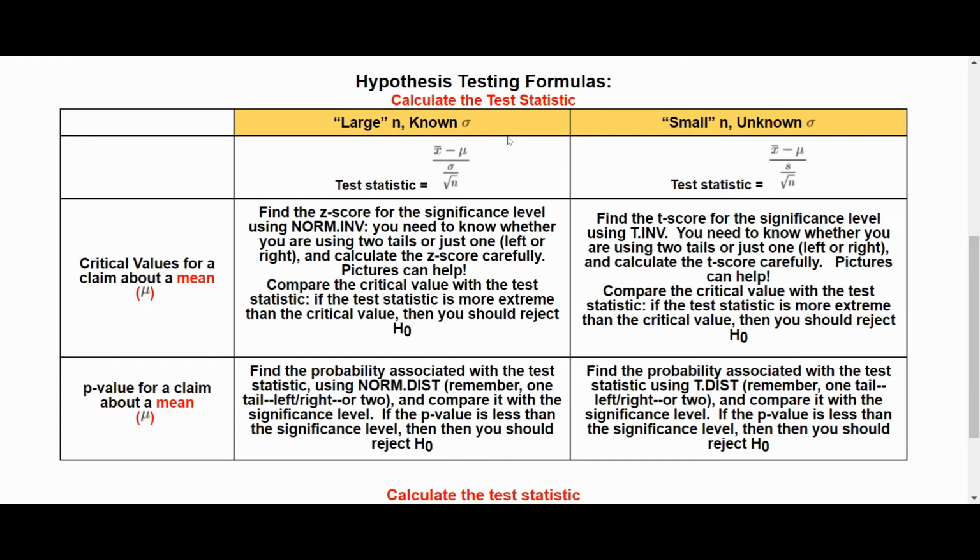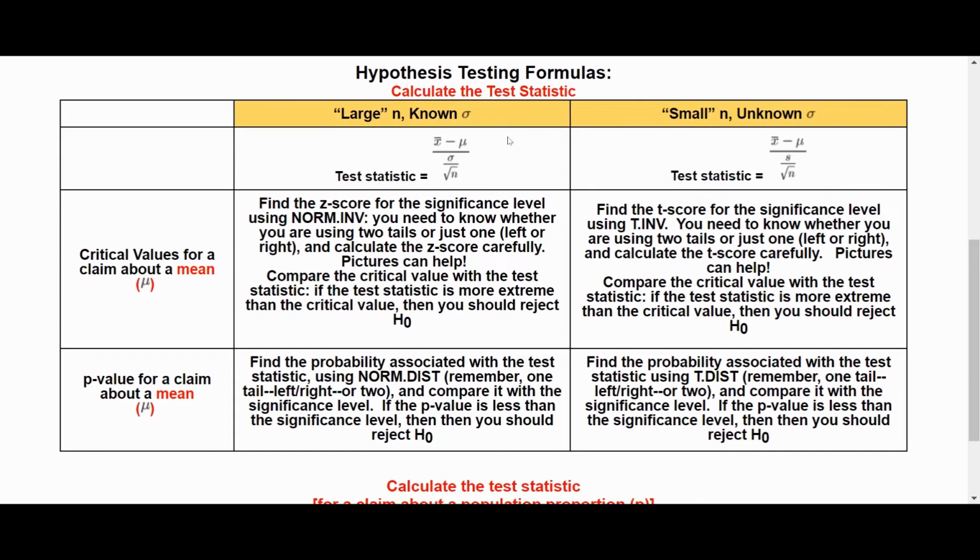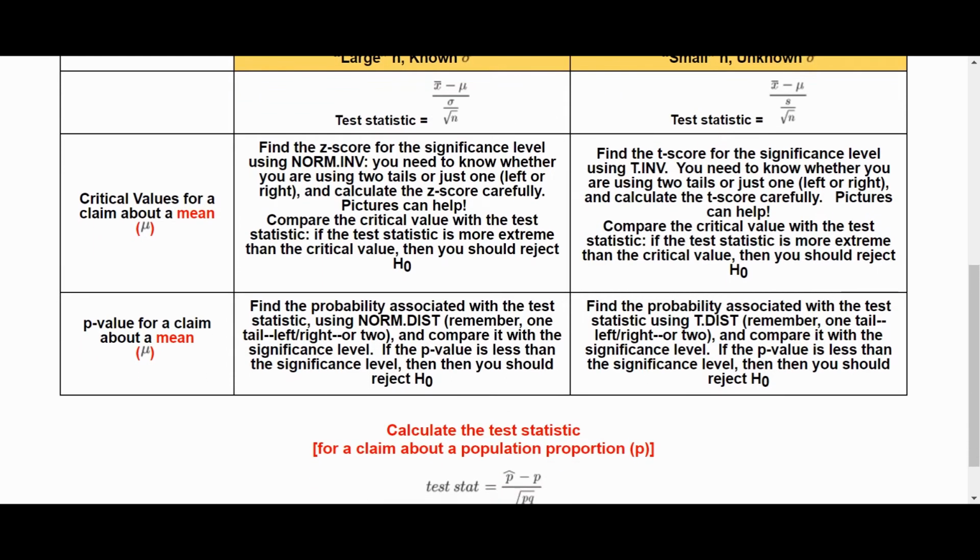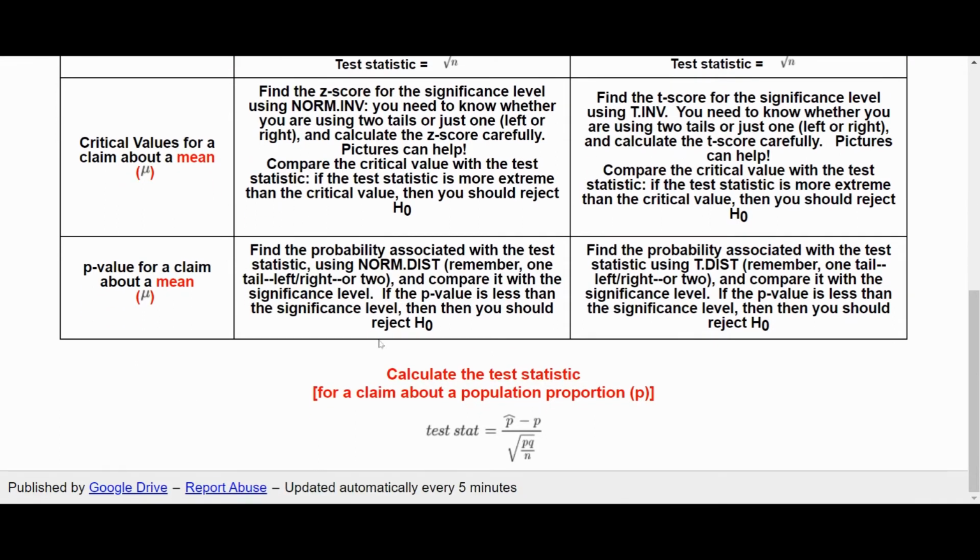So like confidence intervals, it kind of breaks down to a couple of different things. So the first thing is, are you calculating with a mean or with a population proportion? So if you're talking about a mean, then you're going to be in this portion of the document. And if you're talking about a proportion, then you're going to be using this formula down here for the test statistic.